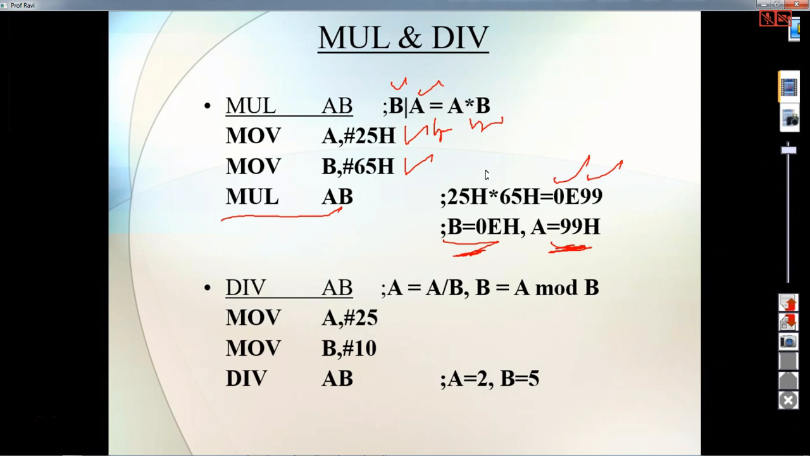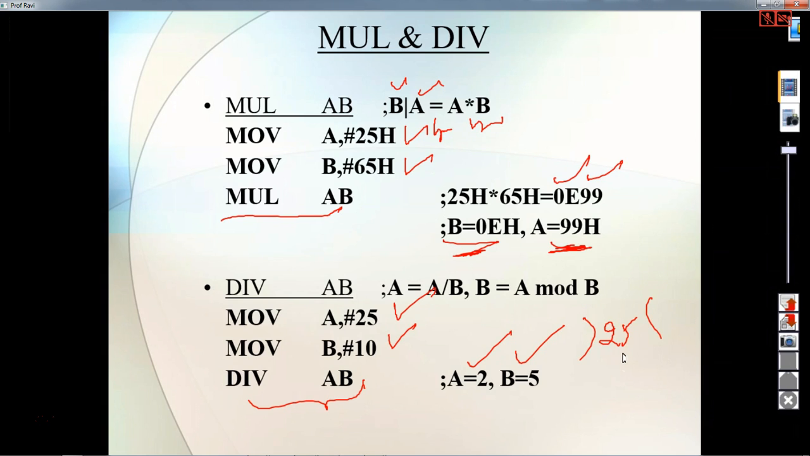And DIV AB. So A by B if you do, B is A mod B. So MOV A, 25, MOV B, 10, DIV AB. So then A will be having 2 and B will be having 5.